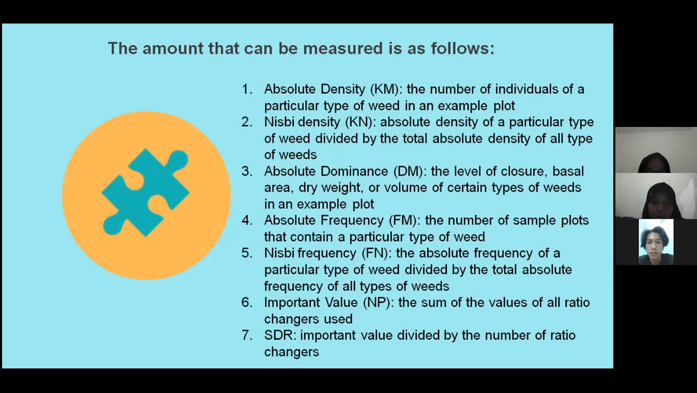The fourth is absolute frequency, the number of sample plots that contain a particular type of weeds. Fifth is relative frequency, the absolute frequency of a particular type of weeds divided by the total absolute frequency of all types of weeds. The next one is important value, the sum of the values of all ratio changes used. The last is SDR, or important value divided by the number of ratio changes.